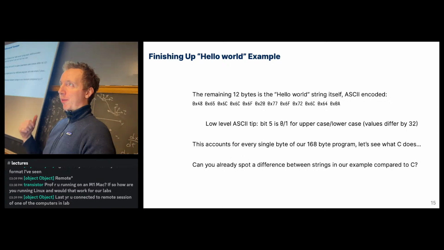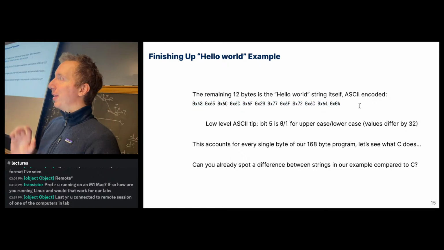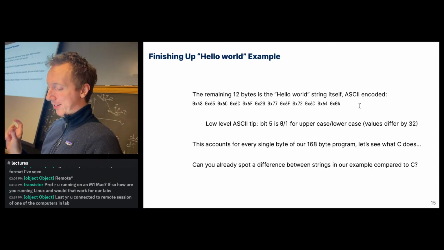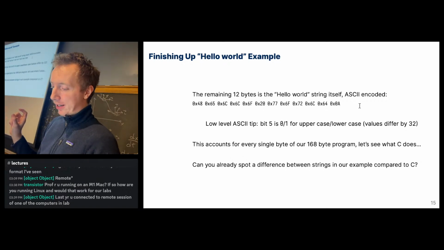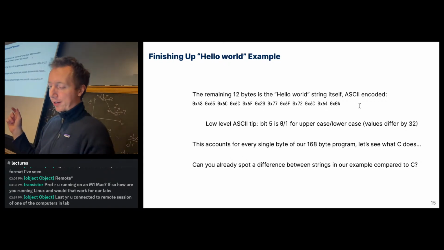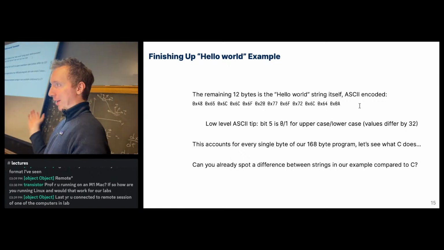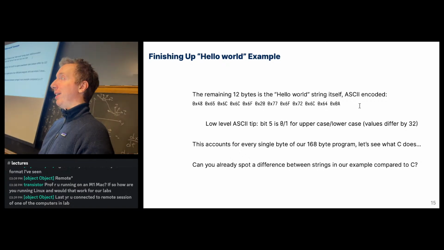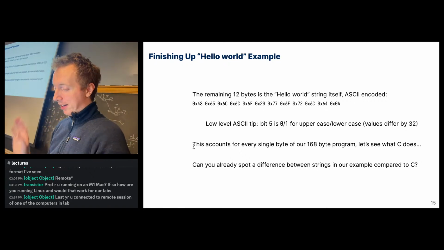So the remaining 12 bytes were, of course, the string itself. ASCII encoded, they just look like that, including a newline. And if you ever have to do low-level ASCII stuff where you're reading characters, a fun little thing you could do is that bit 5 tells you whether it's a capital or a lowercase letter. They differ by 32 because that's what bit 5 is. So if bit 5 is a 0, it's a capital, and if it's 1, it's a lowercase. That was an intentional design to make really slow machines actually be able to tell you if something's a capital letter or not really, really fast. So that's an account for every single byte.